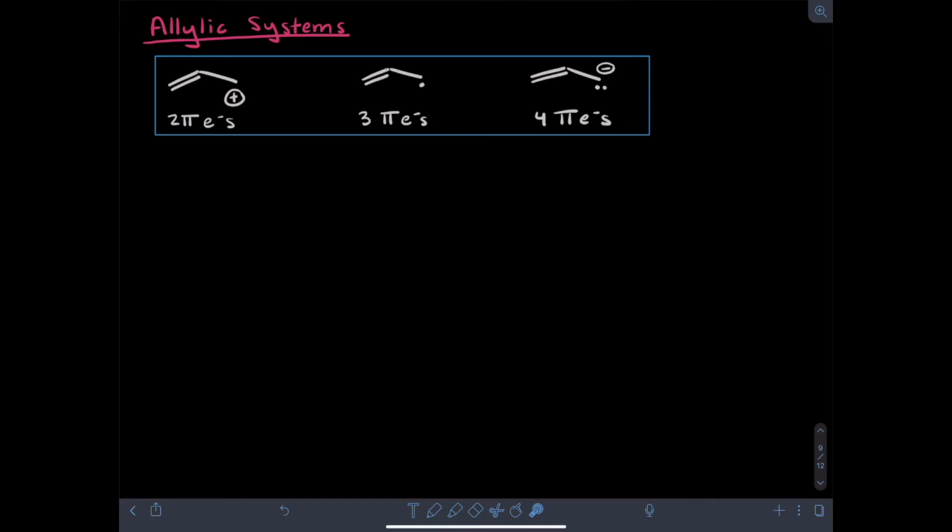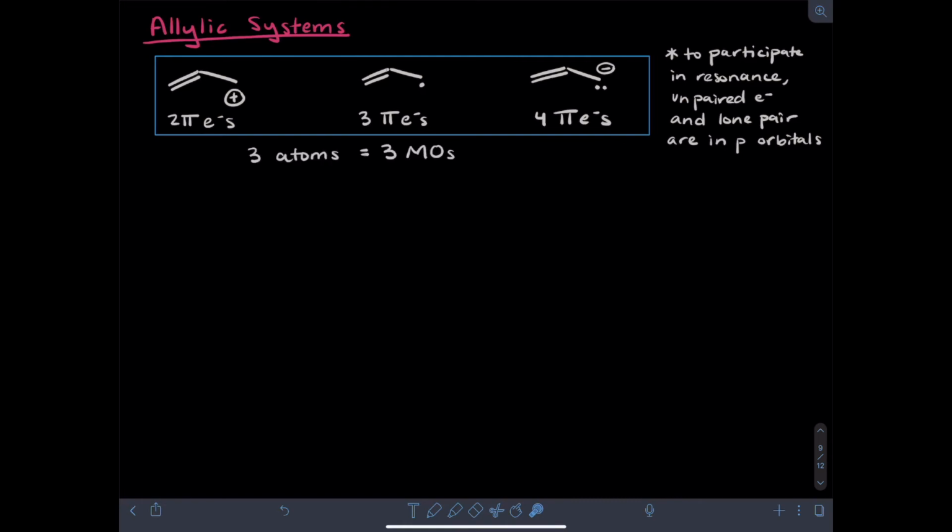Allylic refers to the position adjacent to a carbon-carbon pi bond. These 3 systems have different numbers of pi electrons, either 2, 3, or 4. Recall that in order to participate in resonance, your unpaired electron or your lone pair needs to occupy a p orbital, and because of that, it's going to become a part of the pi system. Because we're imagining p orbitals on 3 atoms combining, we're going to get 3 molecular orbitals out.